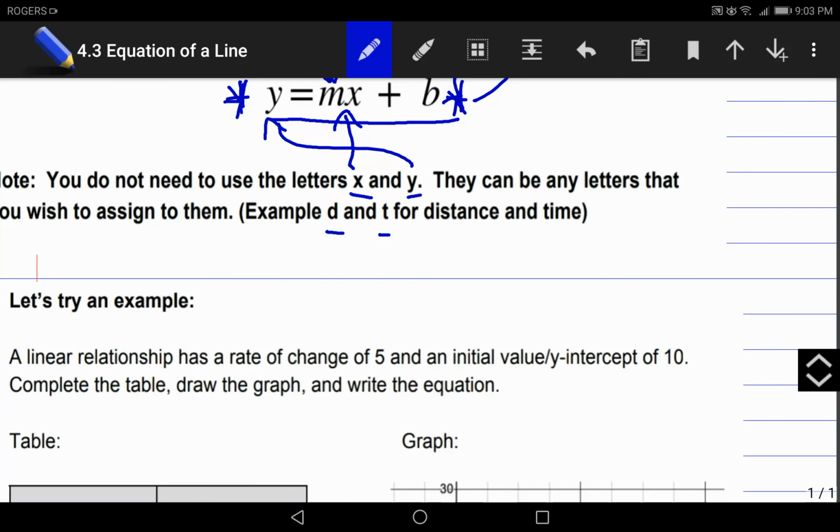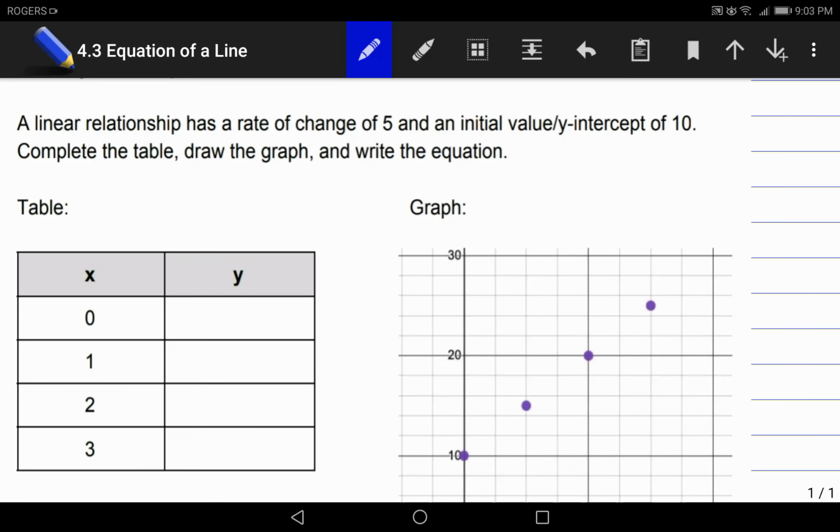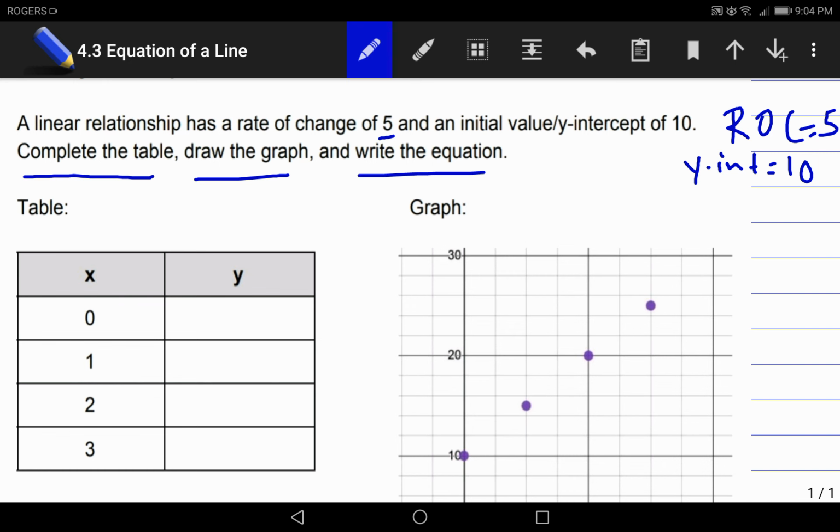Okay, so let's actually try an example, and that'll be it. So a linear relationship has a rate of change of 5. Okay, rate of change of 5. So I'm just going to make a note of that. ROC equals 5. And it has an initial value or y-intercept of 10. So my y-intercept is 10. I'm just making note of that and writing that on the side. The question is, to complete the table, draw the graph, and then write out an equation for this given information.